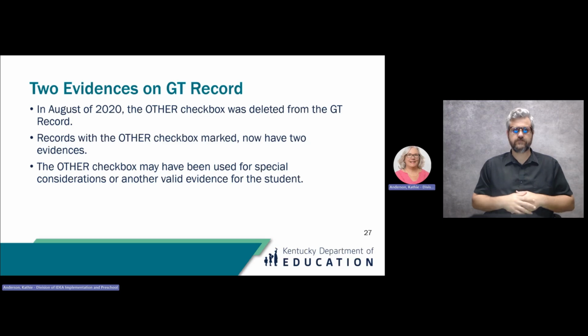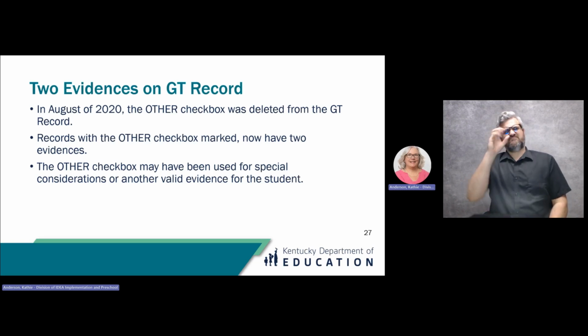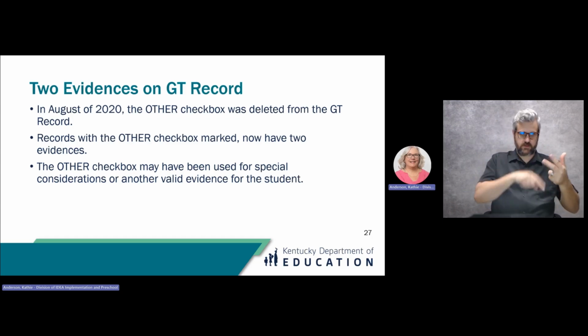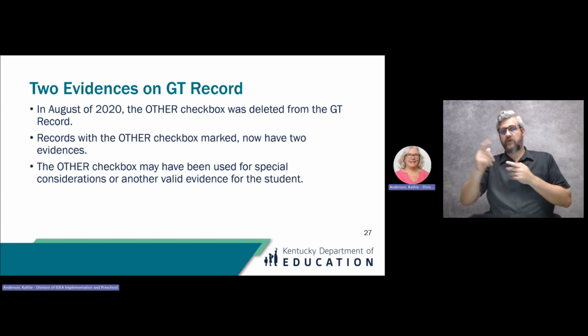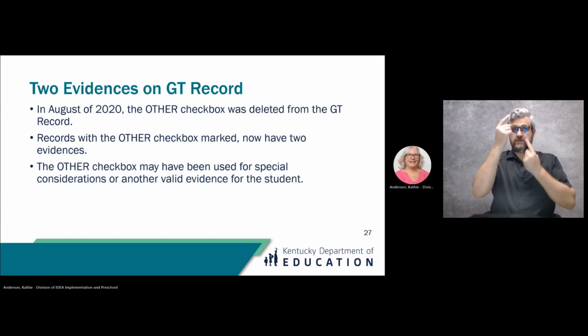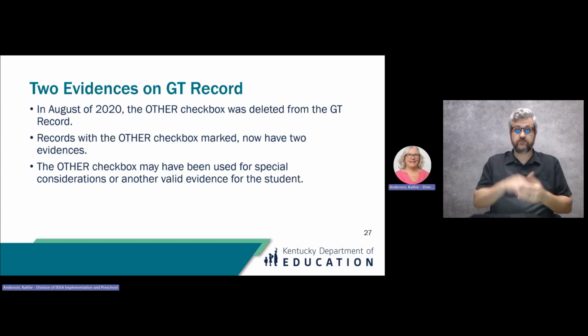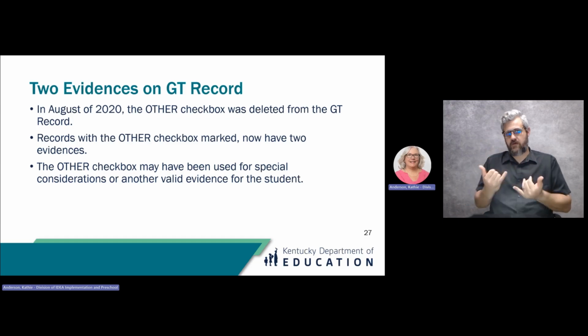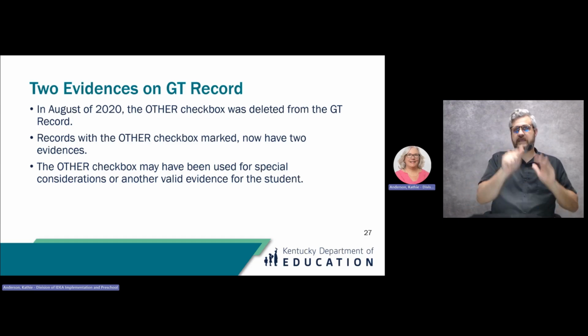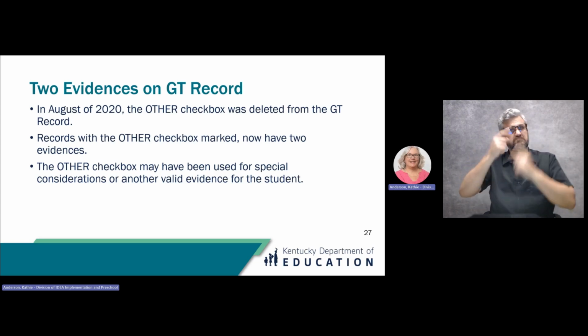While correcting records, you may run across a record with only 2 evidences. This may seem unusual or strange because you can't save a record in Infinite Campus without checking 3 evidence boxes. In August of 2020, the Other checkbox was deleted from the GT record and the new Special Considerations checkbox was added. Records with the Other checkbox marked now have 2 evidences. The Other checkbox is hidden in the background where you can't see it, but it may have been used for special considerations or another valid evidence for the student.